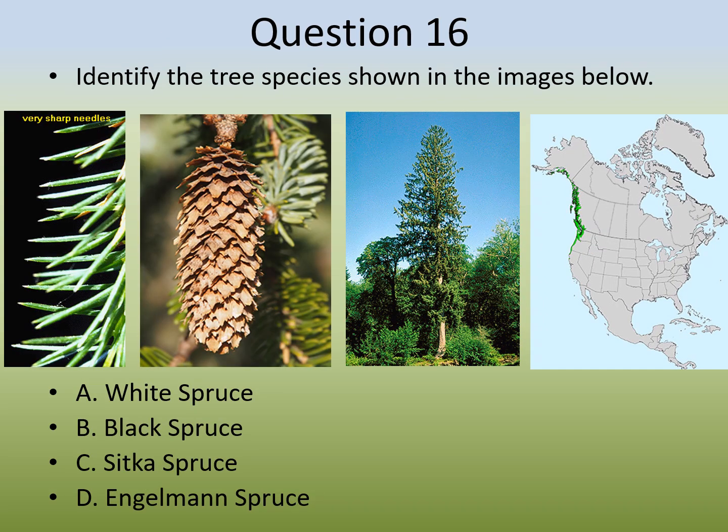Question 16. Identify the tree species shown in the images below. It's got very sharp needles, and it grows along the Pacific Northwest and coastal regions. Is it A, white spruce, B, black spruce, C, Sitka spruce, or D, Engelmann spruce? The answer is C, Sitka spruce.